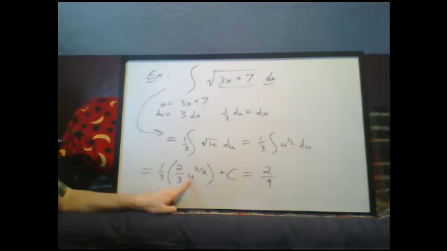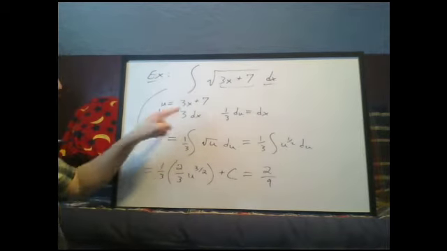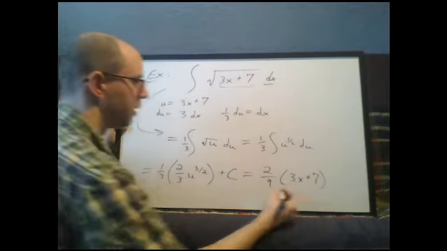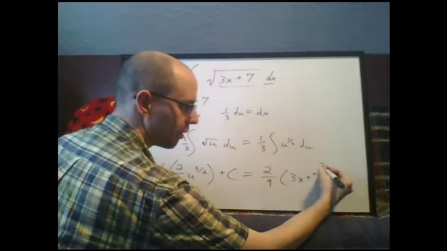And now let's undo our substitution. u is 3x plus 7, and it's raised to the 3/2 power.